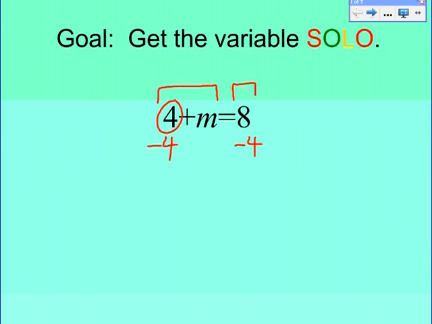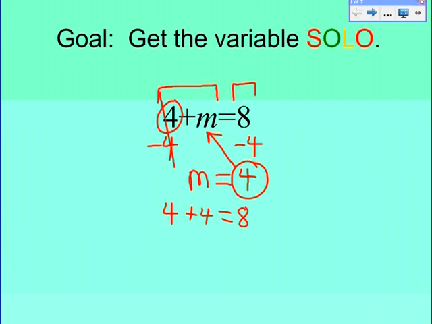The 4's cancel. You have just m on this side. On the other side, 8 minus 4 gives you 4. To check to see if our answer is right, we should take 4 and plug it back into the original. So instead of writing 4 plus m equals 8, I'm going to write 4 plus 4 equals 8. And 4 plus 4 does, in fact, equal 8, so you know you did it right.